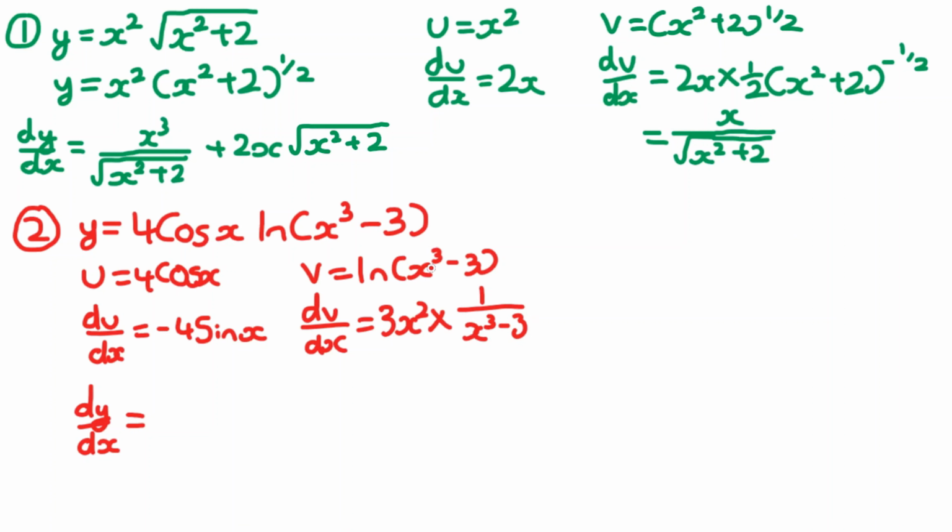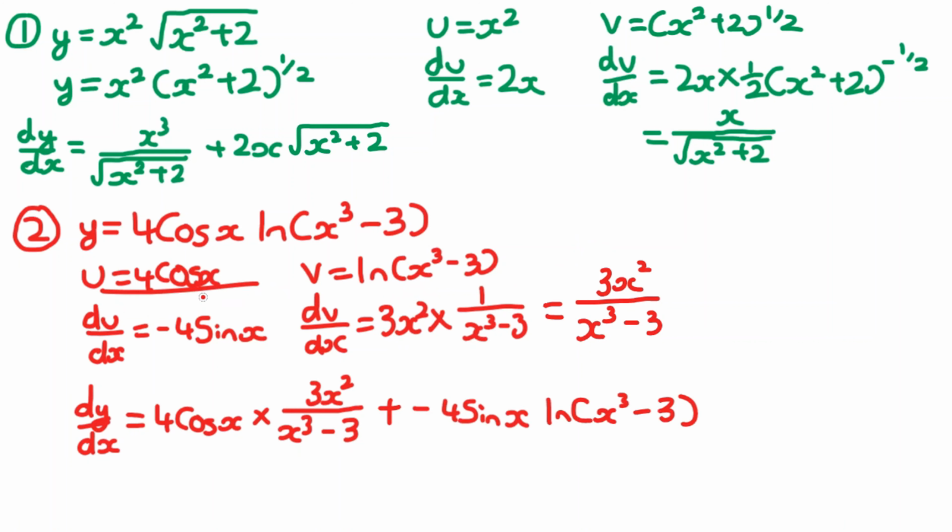Just a reminder, when we differentiate the outer function, the natural log, the inner function just remains constant, so it's just x cubed minus 3. If you multiply this, the 3x squared will come in the numerator, so it becomes 3x squared over x cubed minus 3. So therefore dy over dx is going to be u, which is 4 cos of x, multiplied by dv over dx, which is just 3x squared over x to the power of 3 minus 3, and then plus minus 4 sin of x multiplied by the natural log of x cubed minus 3. We can simplify this.